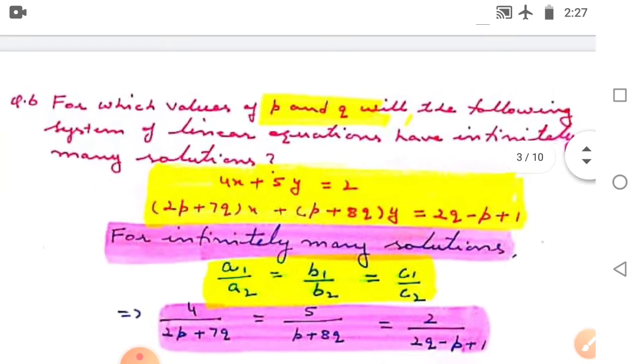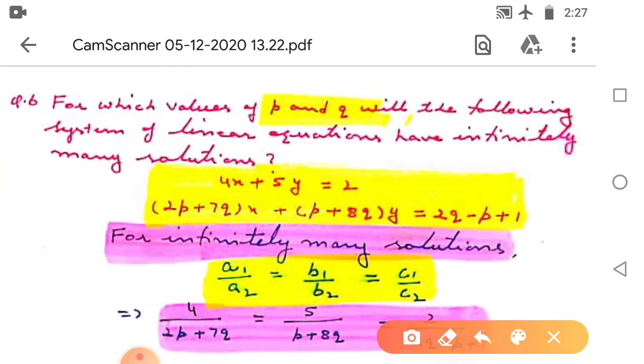Okay. For which values of p and q will the following system of linear equations have infinitely many solutions? We have two equations: 4x plus 5y is equal to 2, and the second equation is (2p plus 7q) into x plus (p plus 8q) into y is equal to 2q minus p plus 1.